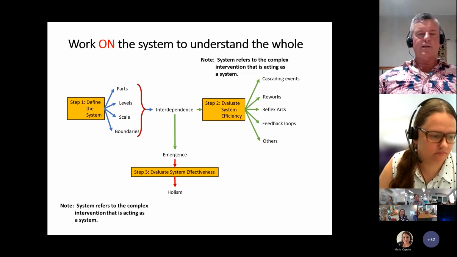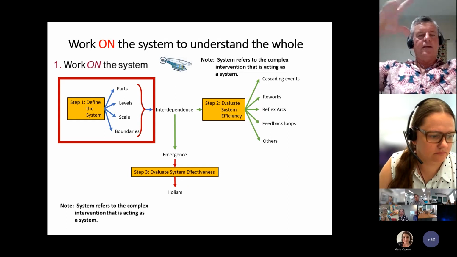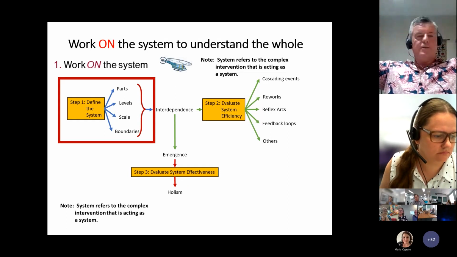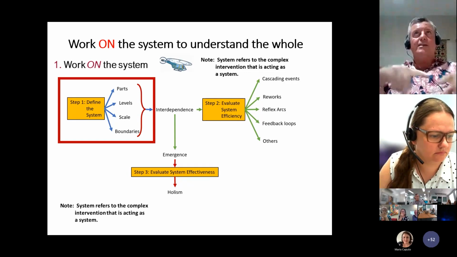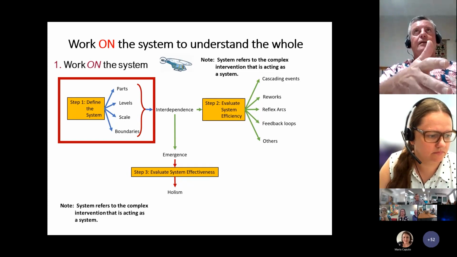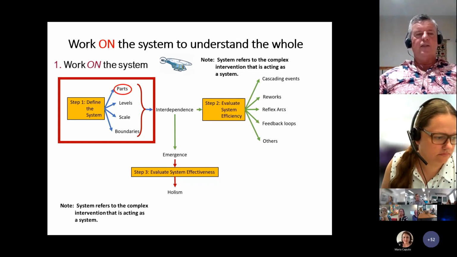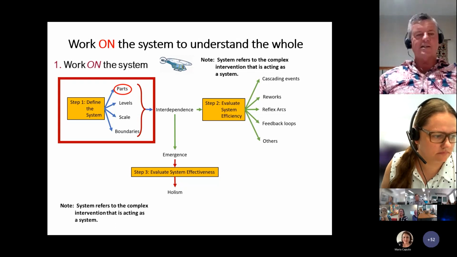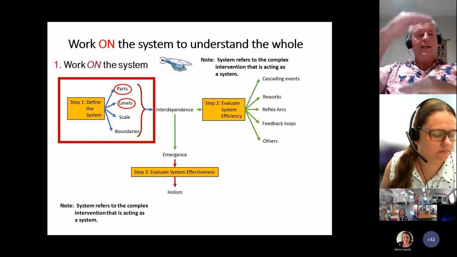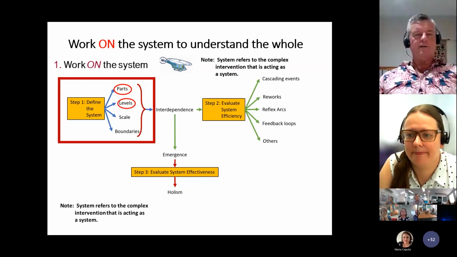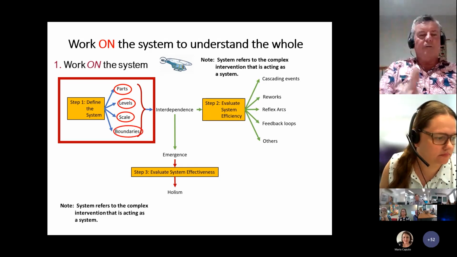Step one, we work on the system. We're what I call up in the helicopter, looking at the whole system. And so the first thing we do when we're up in the helicopter, we're thinking holistically, we're trying to understand what is this intervention a part of. We can see there's parts inside the system of which it's containing a bigger system. We can see levels. So I was referring to levels earlier. We're thinking about scaling as well. And of course, we're thinking about boundaries.